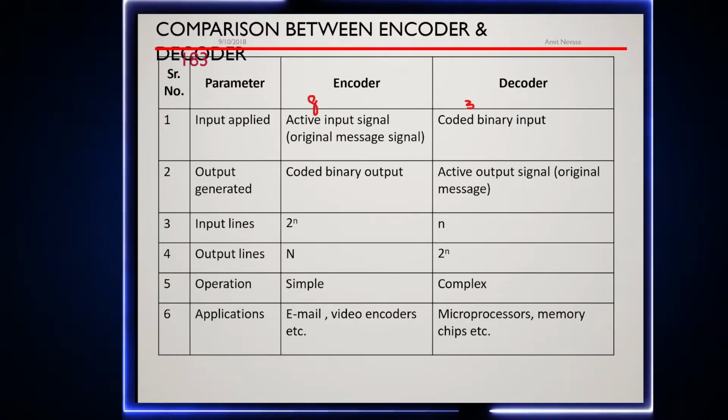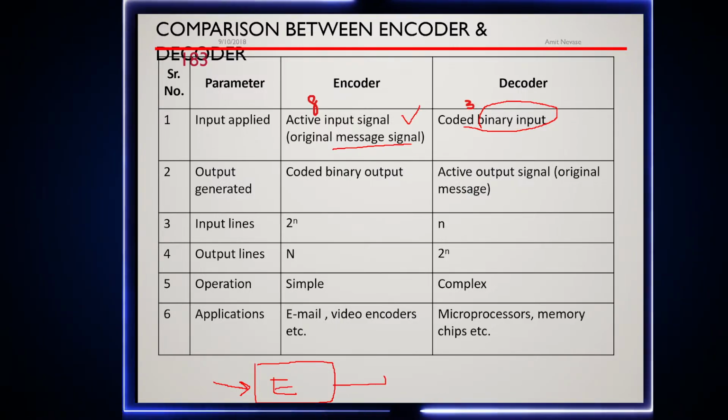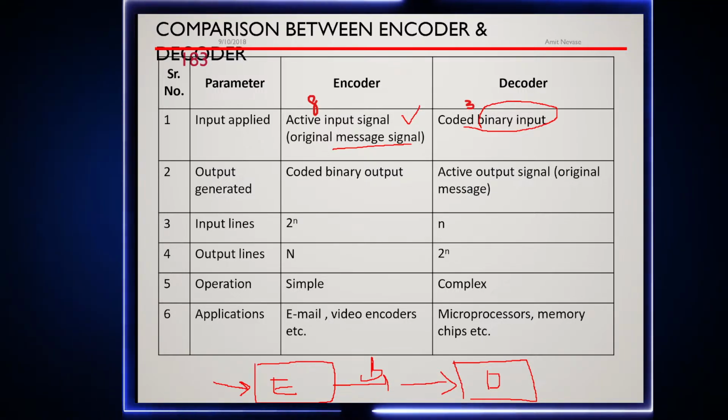Now let's look at a comparison between a decoder and an encoder. The input applied to an encoder is an active input signal, that means the original message signal, and a decoder's input is nothing but the coded binary input. So this is the original message that is being connected to an encoder. The encoder will give us a binary output, and to convert it to its original message we use a decoder. So over here we use a decoder, and the input of a decoder is the binary coded input, that is the output of an encoder.